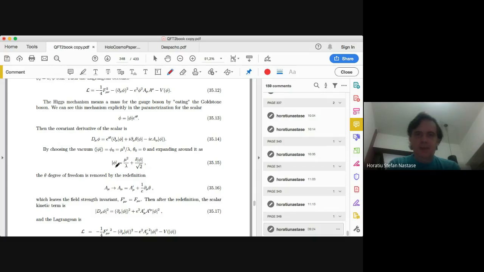Well, so writing |φ| equal to φ0, which is μ squared over λ, plus δ|φ| over square root 2. Then the θ degree of freedom is removed by a redefinition. You see, I have here i|φ| times (∂_μθ minus e A_μ). So if I redefine, instead of A_μ, I write A_μ equal to A_μ prime plus 1 over e ∂_μθ.